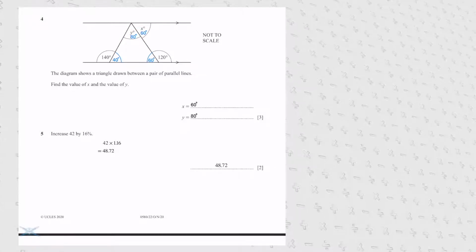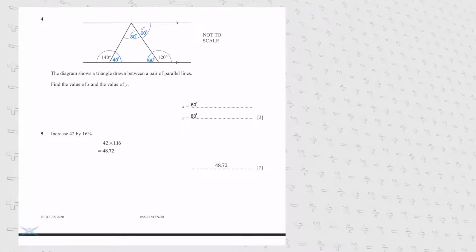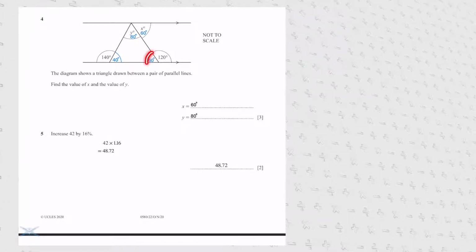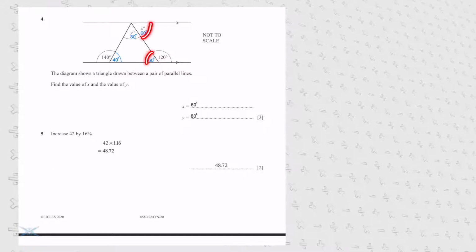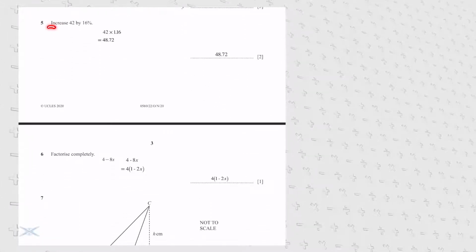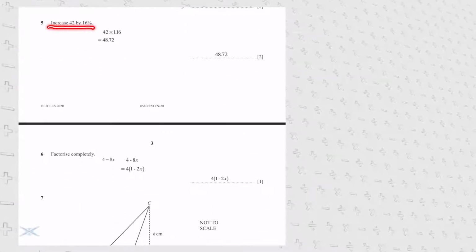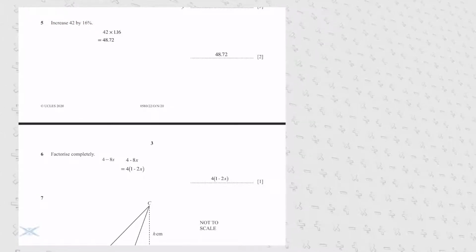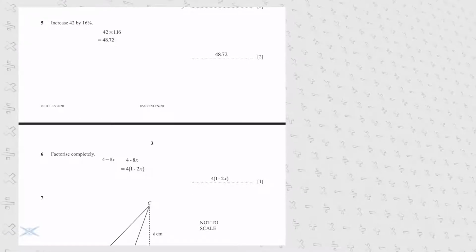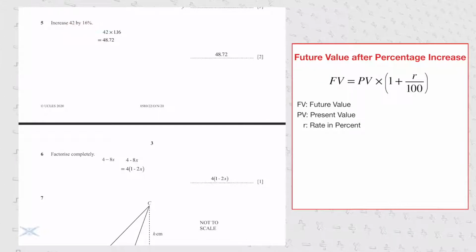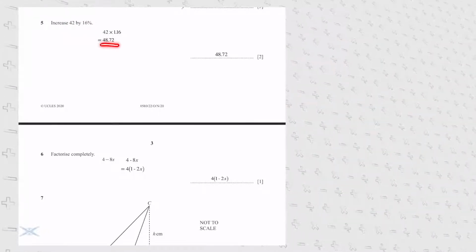To get x, we need to remember that alternating angles have the same value. So since this angle here has the size of 60 degrees, this means that the value of the angle x needs to be the same, which in this case means 60 degrees. Moving forward to exercise number 5, here we are required to increase 42 by 16%, meaning that we are supposed to perform a percentage increase, for which you can find the formula provided on the right hand side of the screen. After inserting these values into the formula provided, we will receive 48.72 as a result of this exercise.